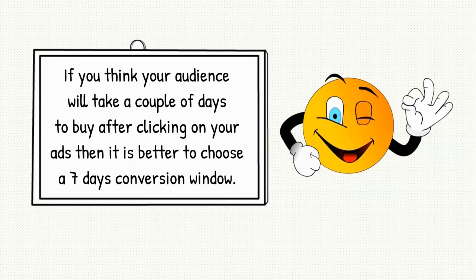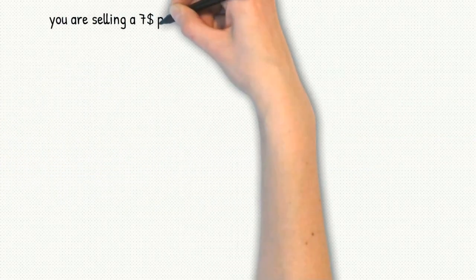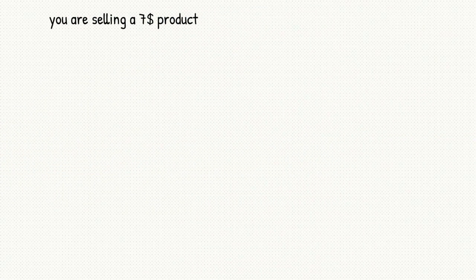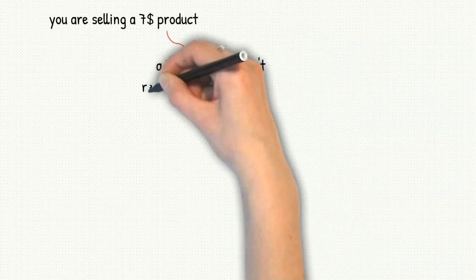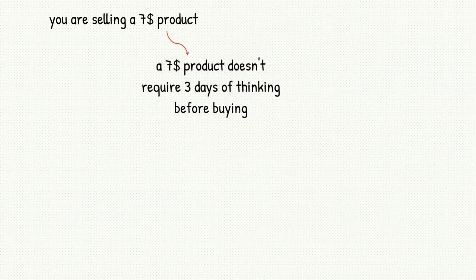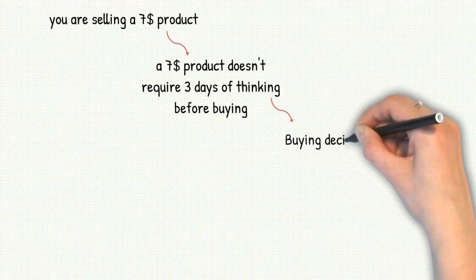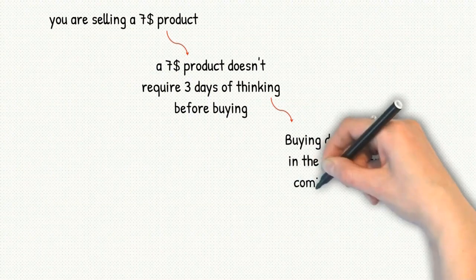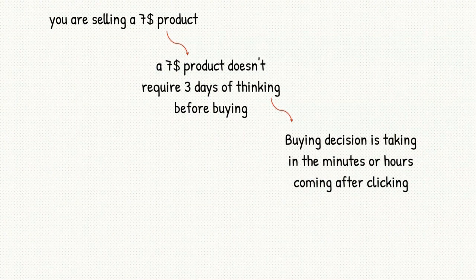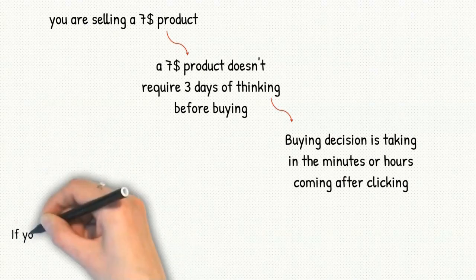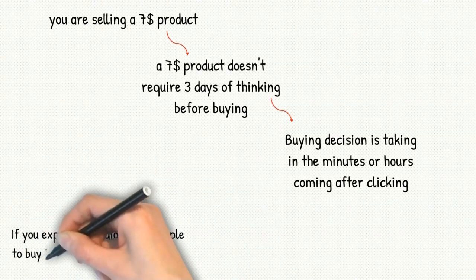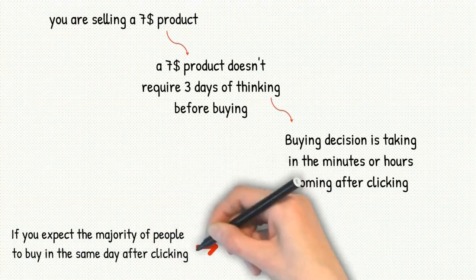Let's consider another scenario where you are selling a $7 product. Honestly, a $7 product doesn't require 3 days of thinking before buying. If something costs $7, most probably a person will make a buying decision directly, in the minutes or hours after clicking, either to buy or not. If you expect the majority of people to buy on the same day after clicking, then you should choose a one-day conversion window.